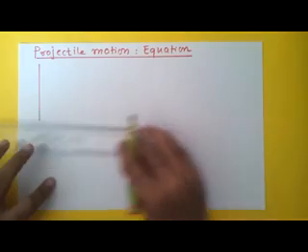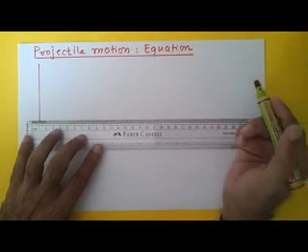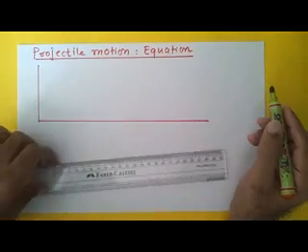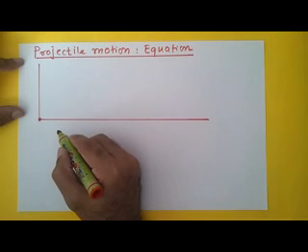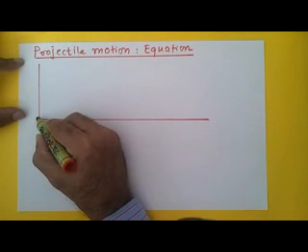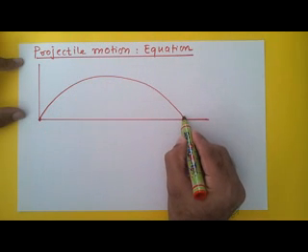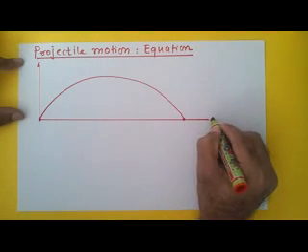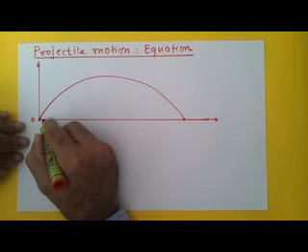Let me first begin by drawing the y-axis and the x-axis. Right? So this is the y-axis that we are drawing, and this is the x-axis. And let us say an object starts from here, from the origin of the axis, and it performs projectile motion. So it goes up like this and then comes down and hits the ground over here. So this is the origin and the starting point.